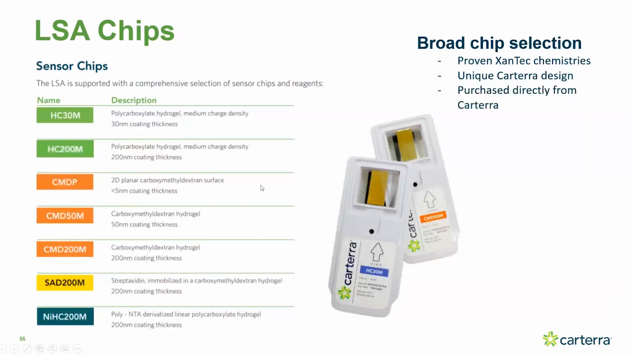So this is just a list of the catalog of chip types. I talked about most of these. The only ones I didn't mention are that we offer streptavidin sensor surfaces and nickel NTA surfaces as well now. And this is what the chips look like when they're in the cassette. So you can see there's the glass prism near the top there.